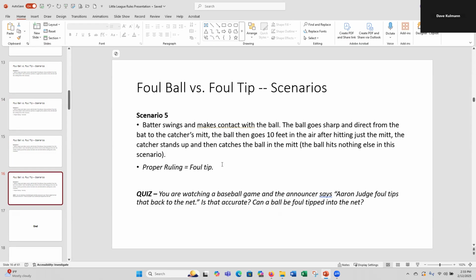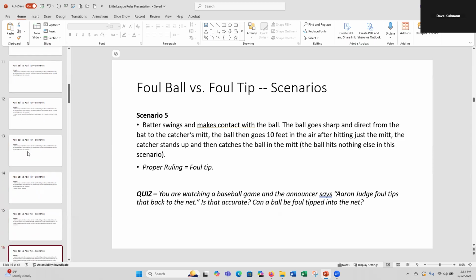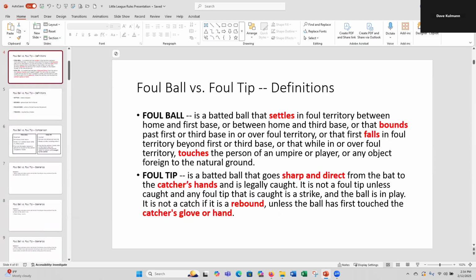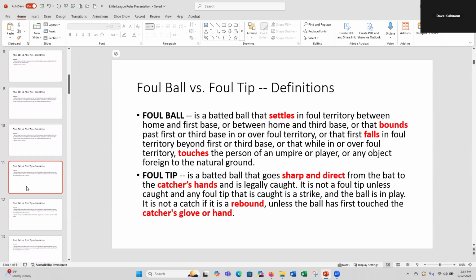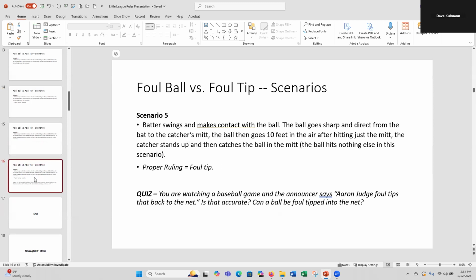I'll leave on this note. I'm a Yankees fan, and a lot of times when listening to the Yankee game on the radio, John Sterling, who I love, will say, "Aaron Judge foul tips that ball to the net." Well, based on what we just learned today, that's not accurate. You can never foul tip a ball to the net. Why? Because in order for it to be a foul tip, it needs to have been legally caught, and you can't legally catch something if it goes to the net. So anytime you hear somebody say foul tip into the net, just know they are wrong. That should be a foul ball.